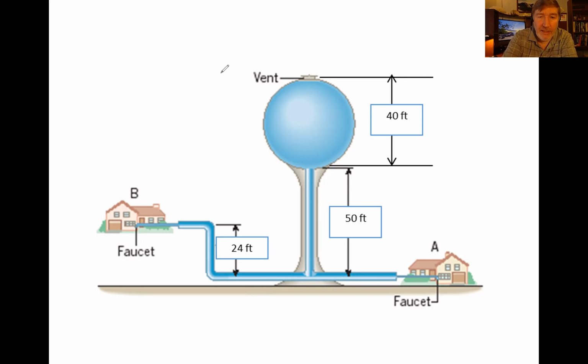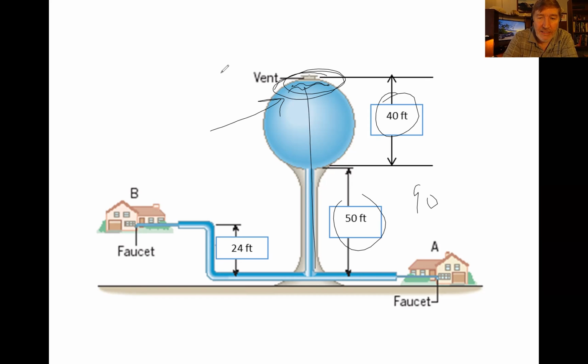Okay, so if the tank is completely full, so the water level is up here at the very highest level, then the water level here, if you add these two numbers, you'll find out you get 90 feet. So this water level is 90 feet higher than the faucet in house A.